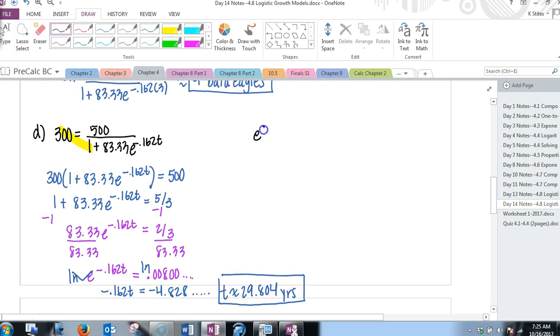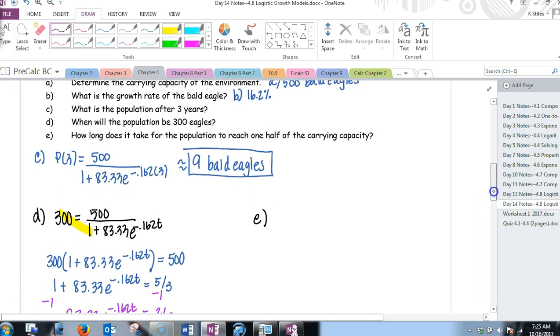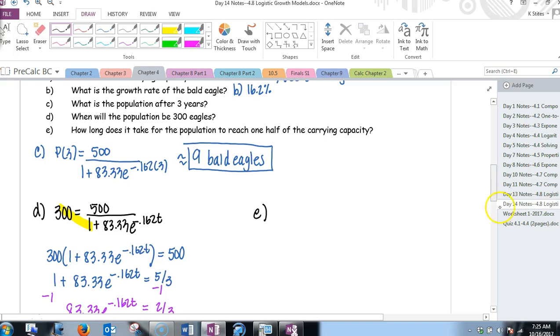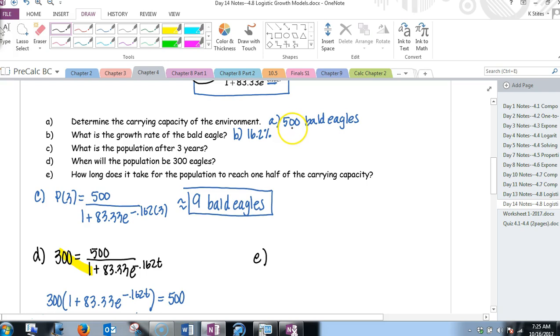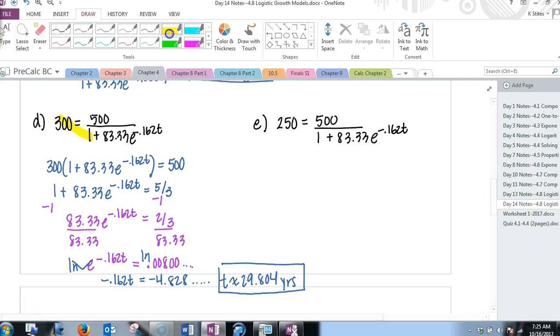All right, so now we're going to do the last part. How long will it take for the population to reach 1/2 of the carrying capacity? Well, carrying capacity was 500, so half the carrying capacity would be 250. And basically, we're just going to do this problem again. So again, you're basically going to cross multiply, but then divide by that 250.